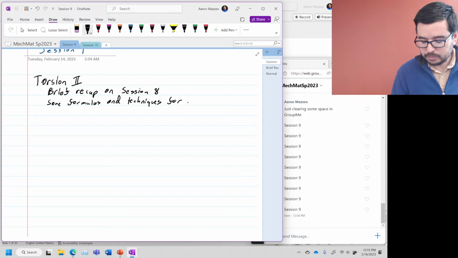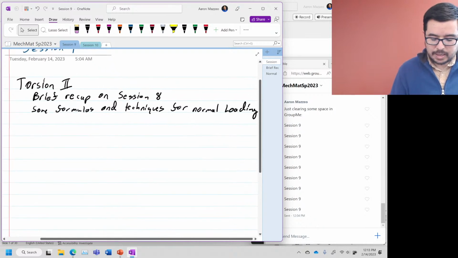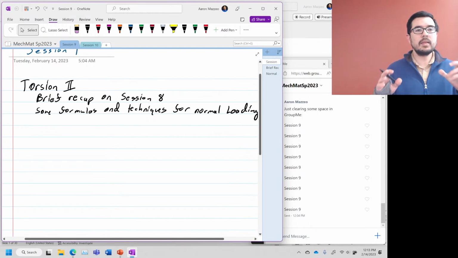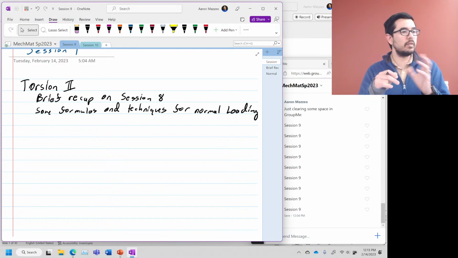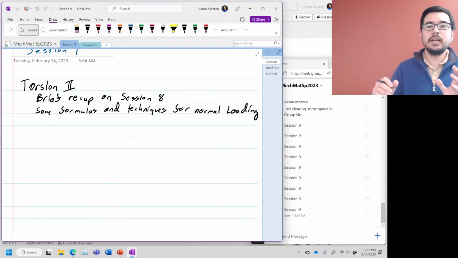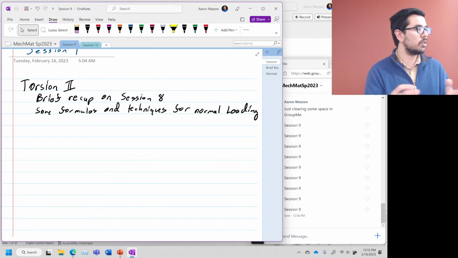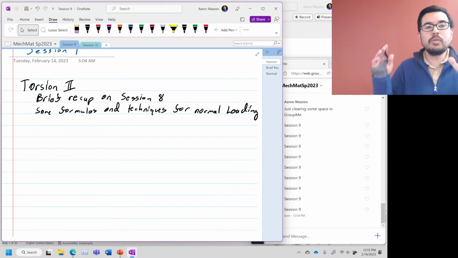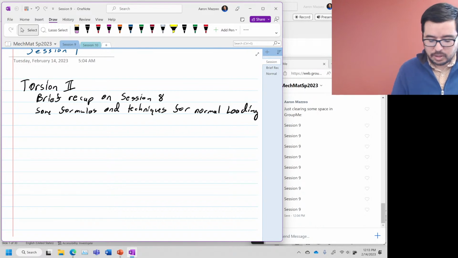For the first part here, we're just going to do some information sharing from the past, and then we'll get into more instructional sharing as we hit torsion. So by the end of today, I hope these are the things that we should be able to do.